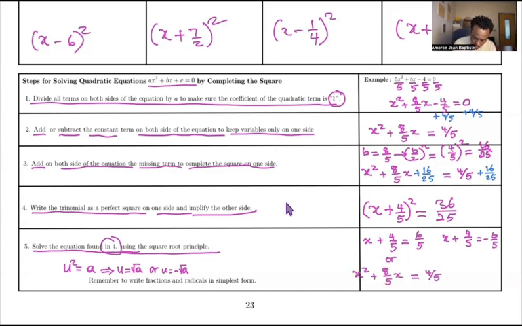So with that, we can go ahead and solve for x in each equation. So I'm going to subtract 4 over 5 on both sides.